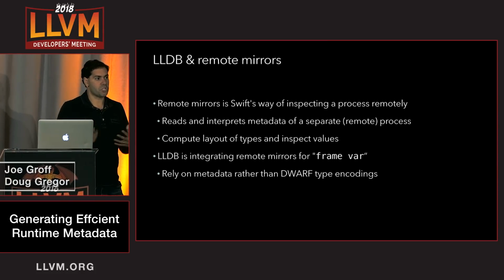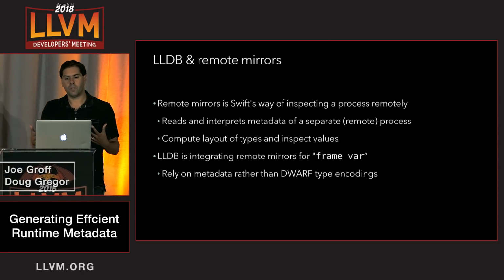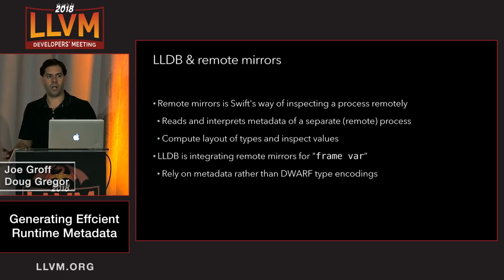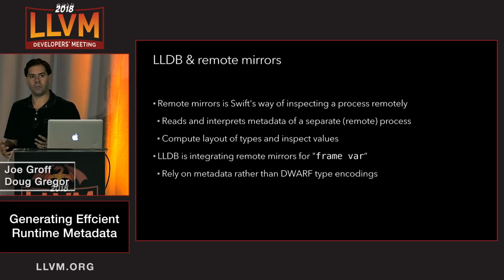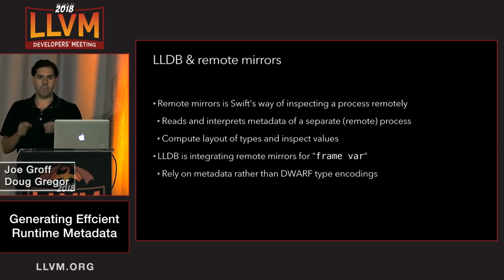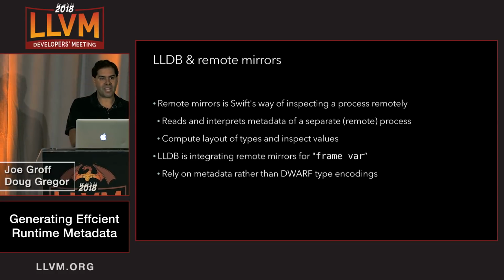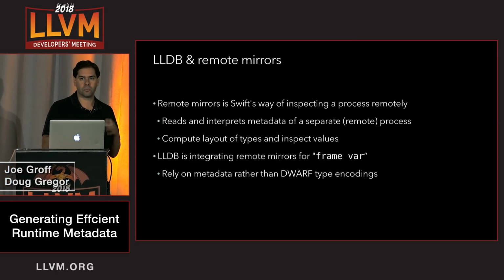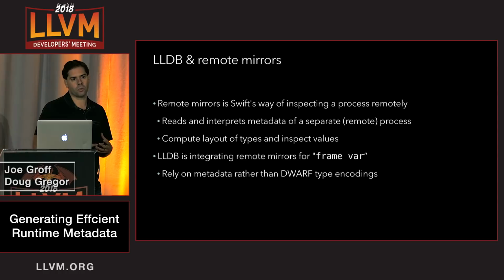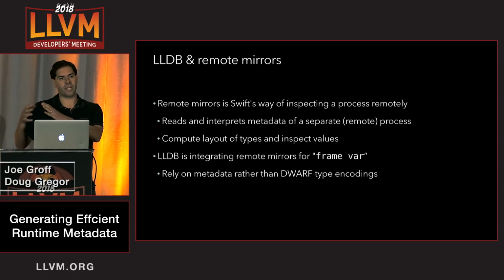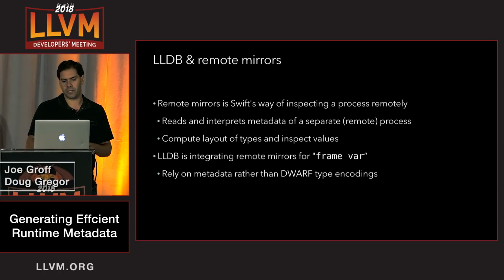Now, this is what debuggers do, right? This is what LLVM does, but often they do it based on DWARF type encodings, which is sort of a lossy encoding of the actual programming language semantics. Going through remote mirrors, we're depending on the exact same metadata that supports the whole Swift runtime and the entire ecosystem. It has to be there, and it has to be correct. It's part of the program. And so we can get a much higher fidelity debugging experience by building it on top of this relative metadata.